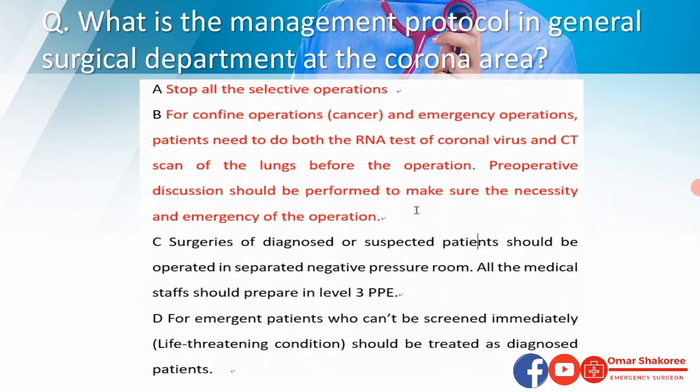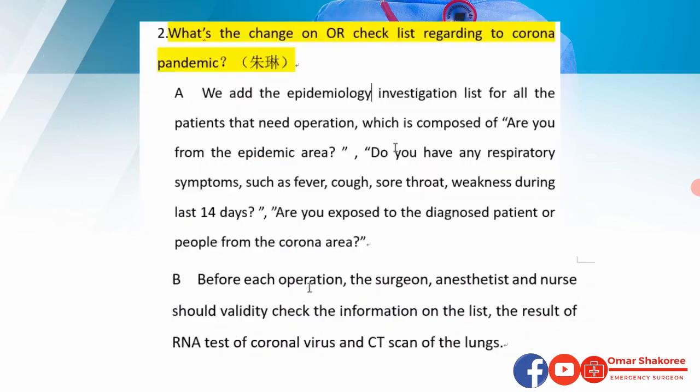For emergency patients who cannot be screened immediately, like a patient with a life-threatening condition, they treated them as a diagnosed patient and did the surgery as for a diagnosed patient. So they prepare in an isolated, separate negative pressure room, and they use level 3 personal protective equipment.